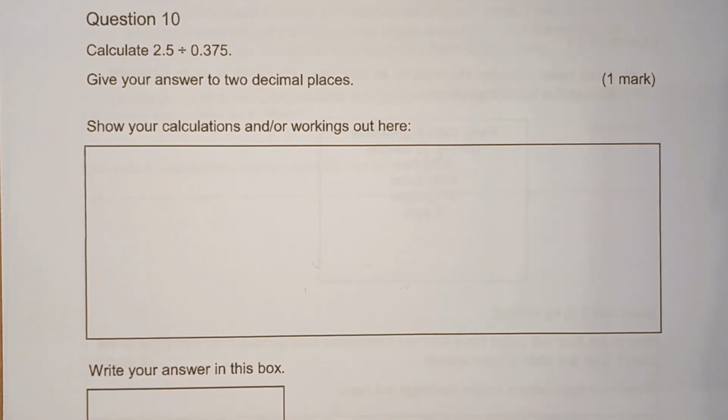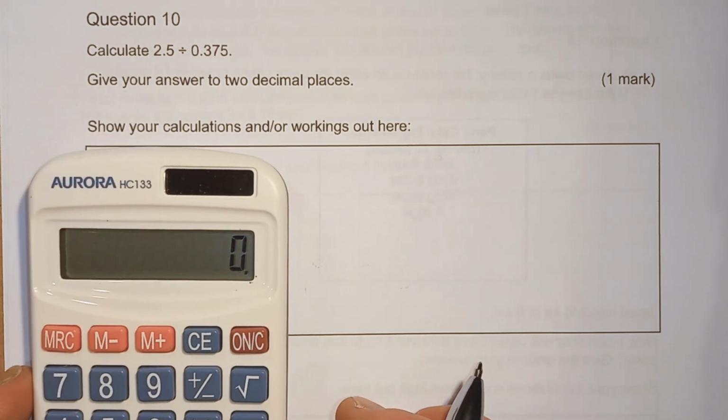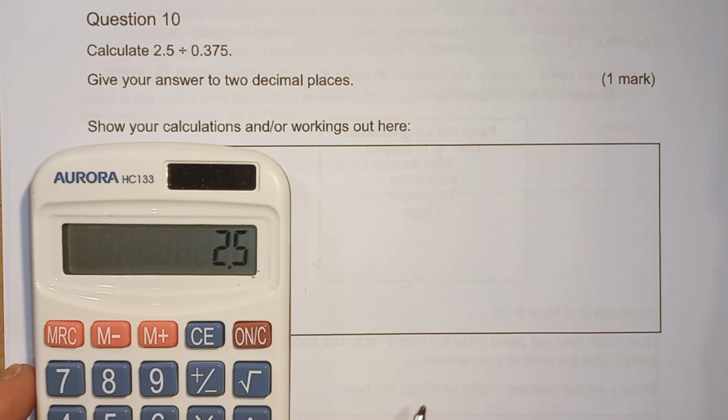Question 10. Calculate 2.5 divided by 0.375. Give your answer to 2 decimal places. Well, remember we've got a calculator here, so 2.5 divided by 0.375.